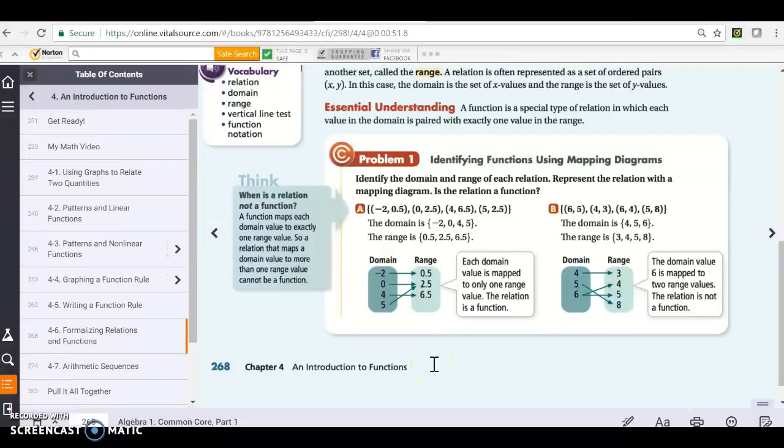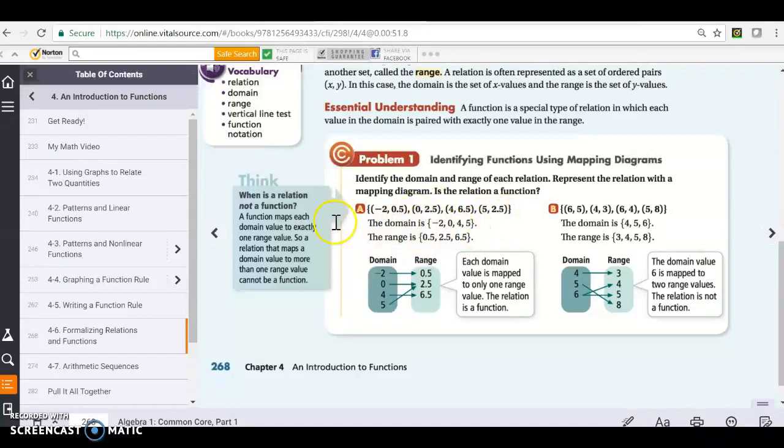Okay, we're looking at problem 1 from lesson 4-6, identifying functions using mapping diagrams. It says, identify the domain and range of each relation. Represent the relation with a mapping diagram. Is the relation a function? So here are my points. I have negative 2 and 0.5, 0 and 2.5, 4 and 6.5, and 5 and 2.5.